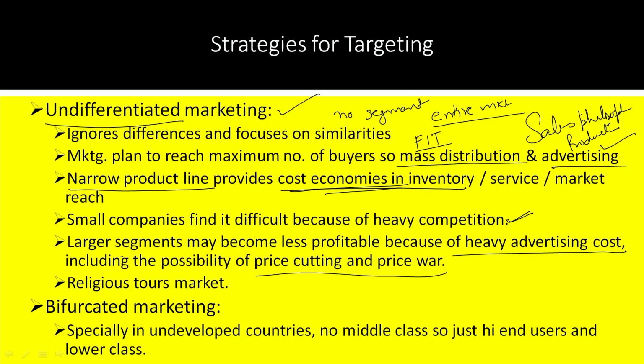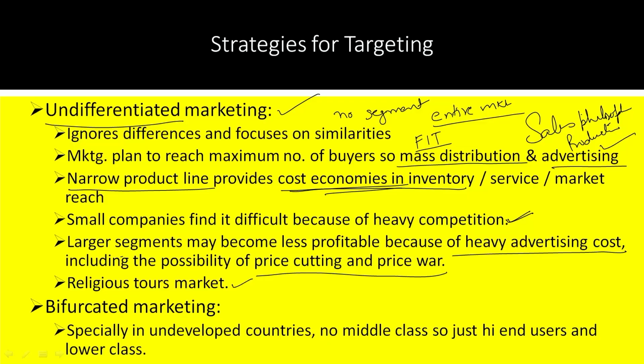Now, let me give you the example of the religious tour market. Religious tour markets, irrespective of whichever faith you talk about, are primarily undifferentiated markets. Okay. People who come for a religious tour do not come with too many demands, because their thought process during that time is very different. So, the religious tour market is one such undifferentiated market. No segmentation, the entire market is dealt with as one single segment, considered homogeneous, ignoring the differences.